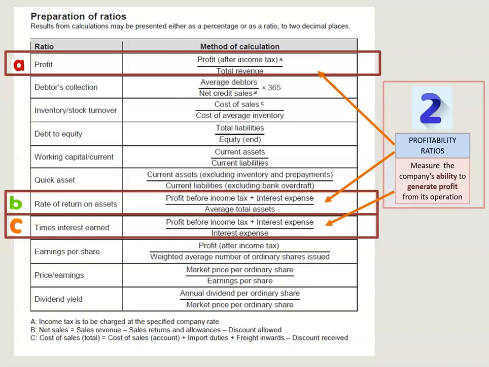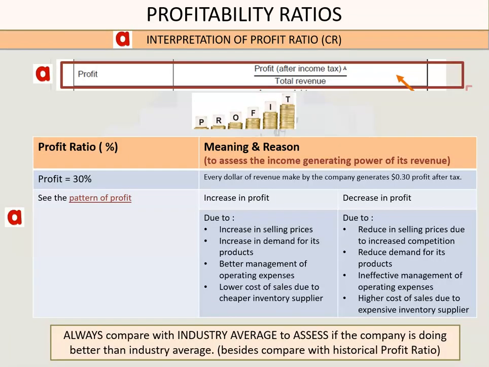Moving on to the second kind of ratio, profitability ratio. The specifications booklet gives you 3 different ratios: profit ratio, rate of return on assets ratio, and times interest earned ratio. Let's go to the first ratio, which is profit ratio. Profit means after income tax. Please remember that it is after income tax, not before, and then you must divide it by total revenue. If you want to get a percentage, then you must multiply this by 100.